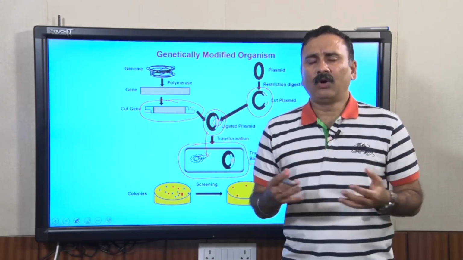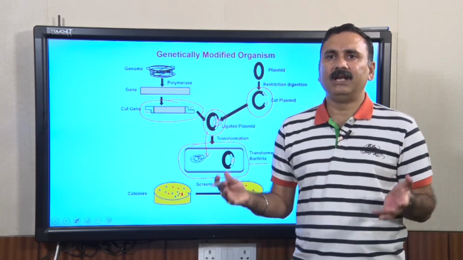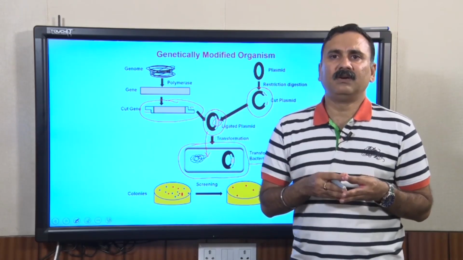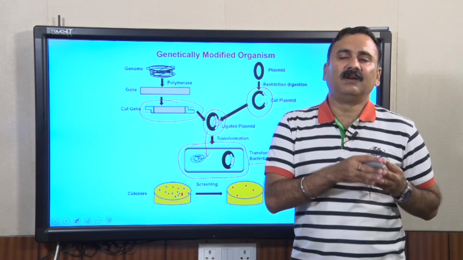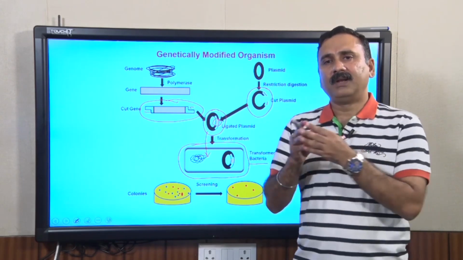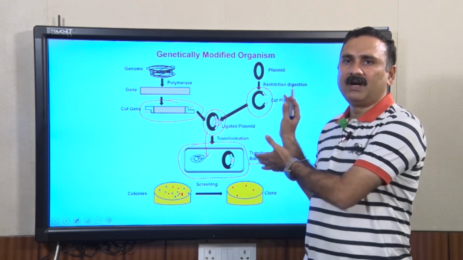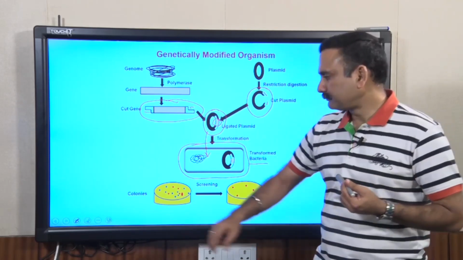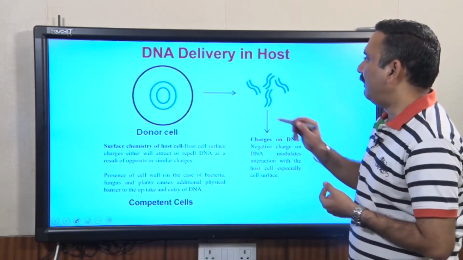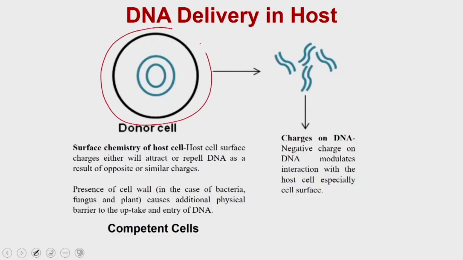When we talk about the entry of a foreign DNA into the host, what we have to consider before designing a delivery method is the surface chemistry of the host, as well as the kind of recombinant DNA you are trying to deliver into the host cells. So, you have a host cell, and you have the recombinant DNA which is present outside. The goal is that you take this recombinant DNA and put it into the host cells.